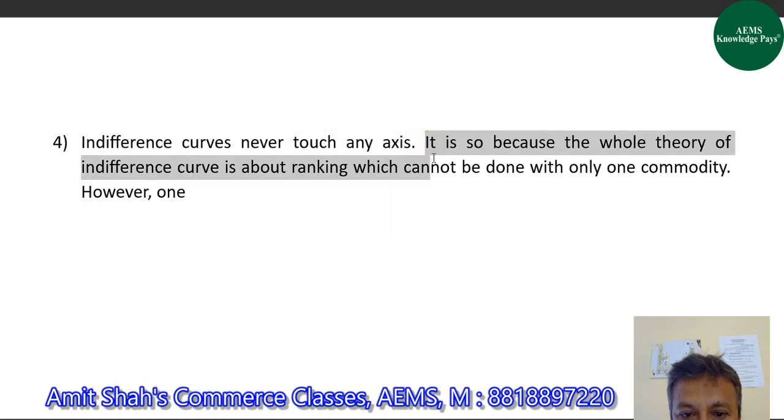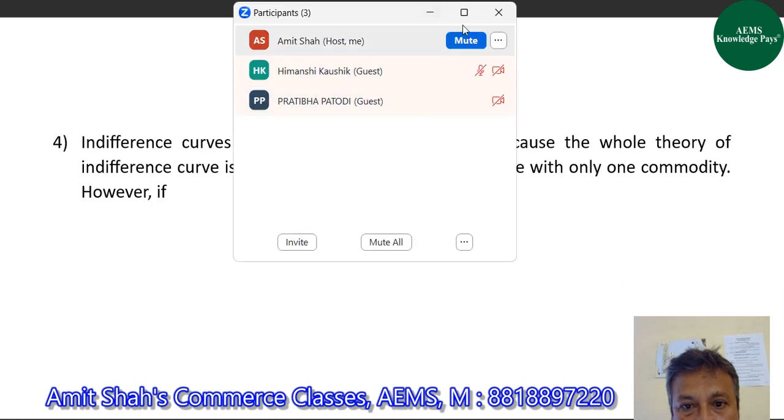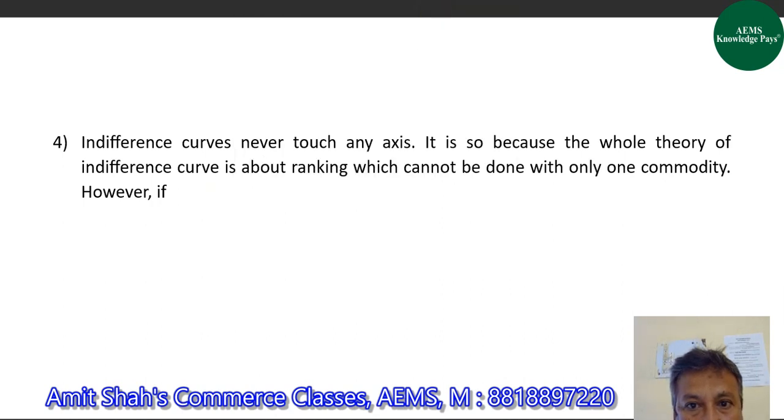It is so because if it touches one axis, then at that point, the quantity of the commodity which is kept on that axis would only be there and the quantity of the other commodity would be zero. Am I clear? Do you understand this point? Aryan, Himanshi? Yes, sir.